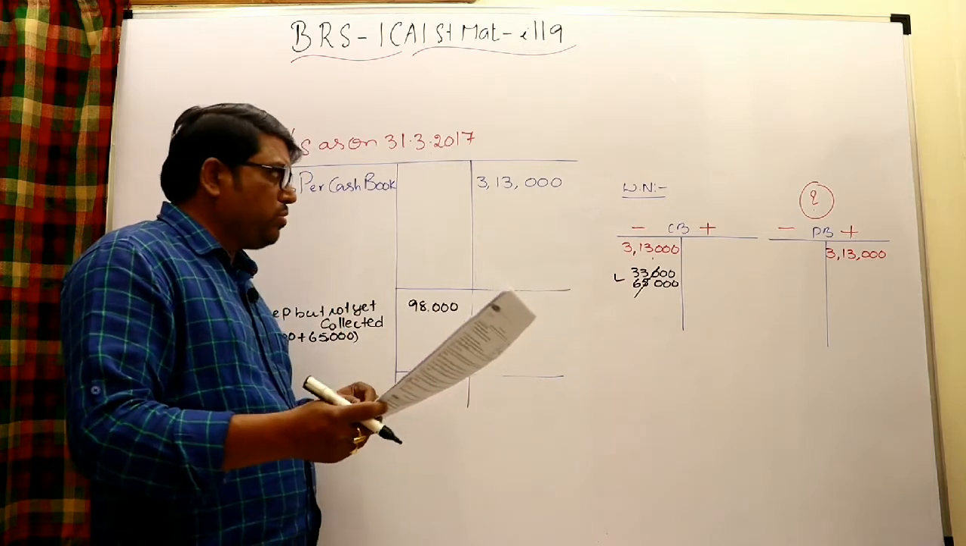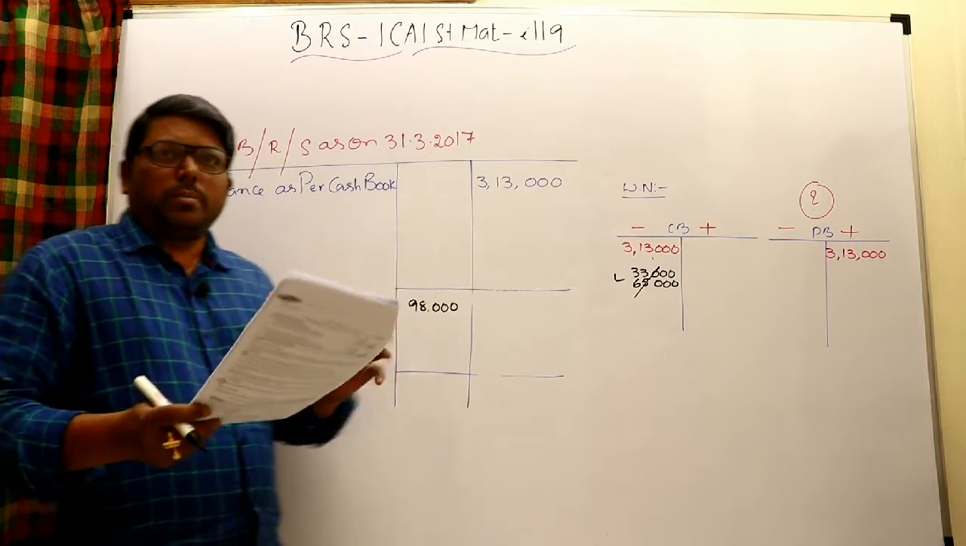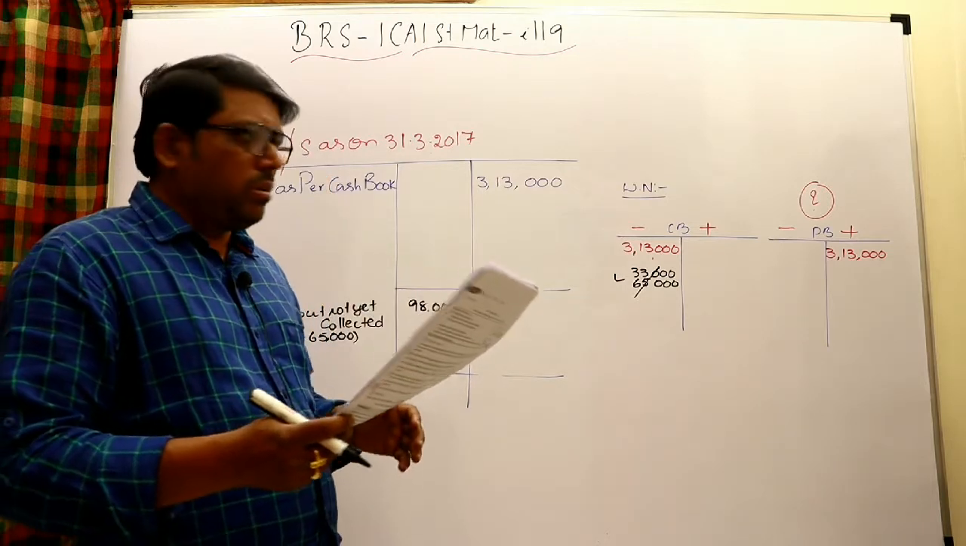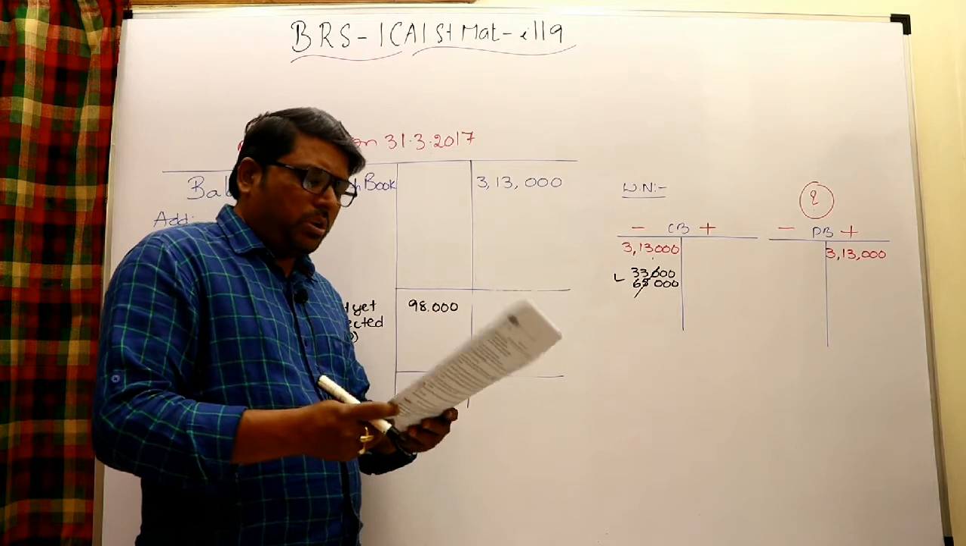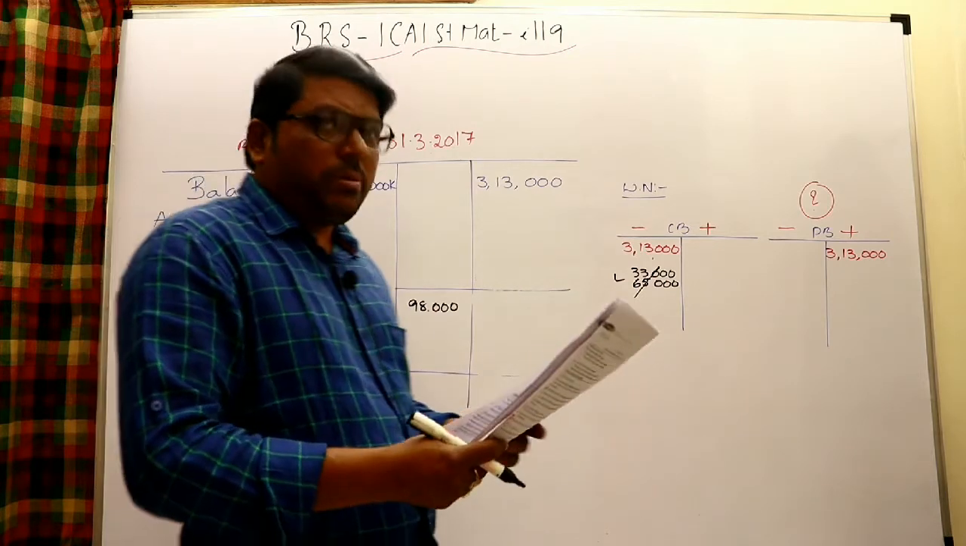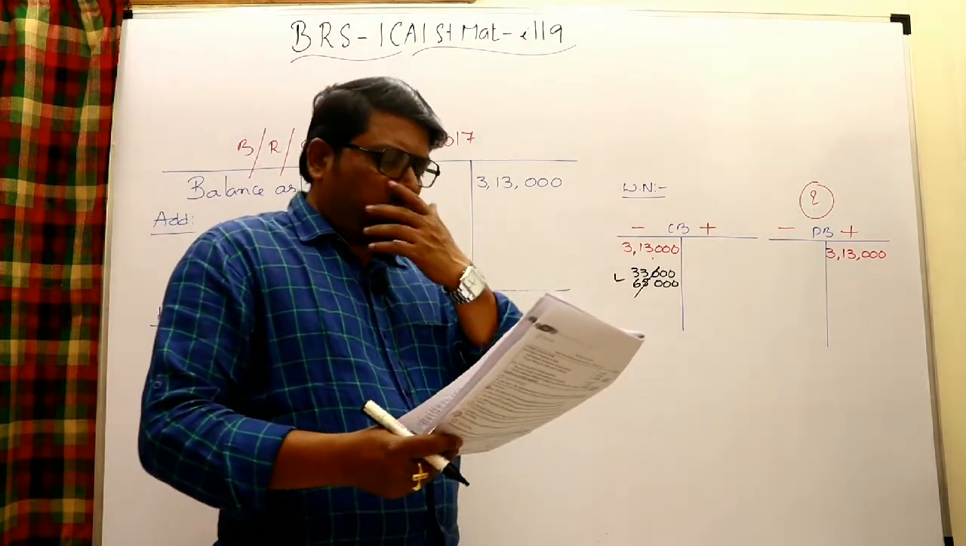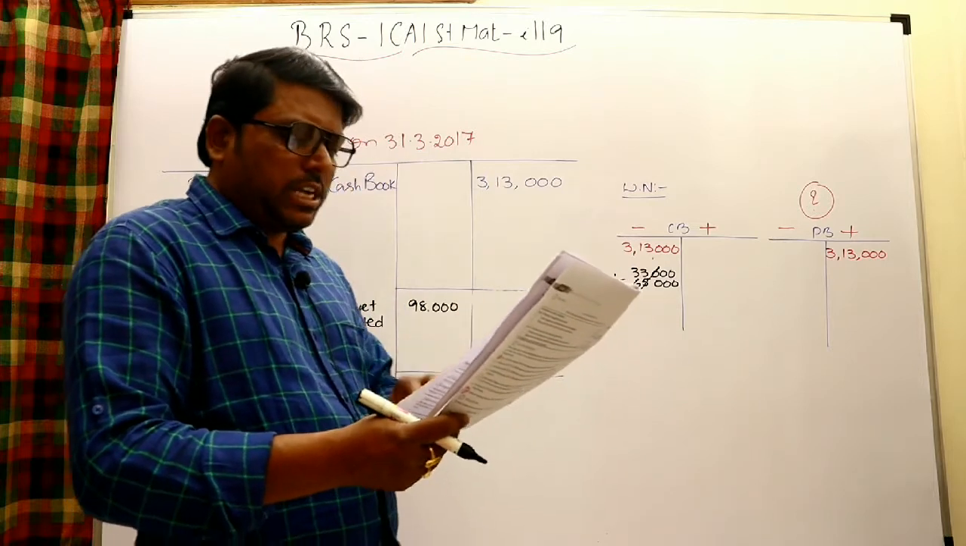These checks are deposited during the month of March, but of course they are credited in the month of April. So we can say these checks are deposited but not collected. Similarly, we can cross check issued but not presented, if any. Let us check the cash book credit side.